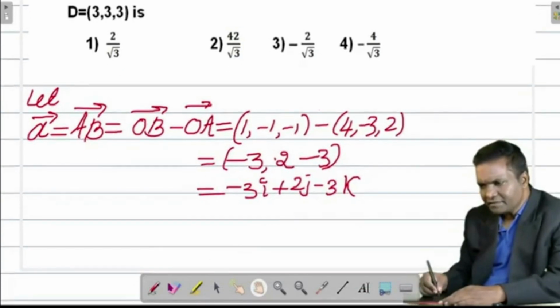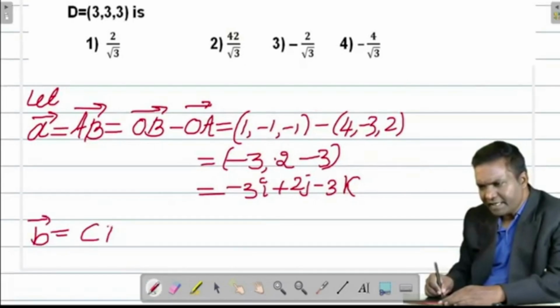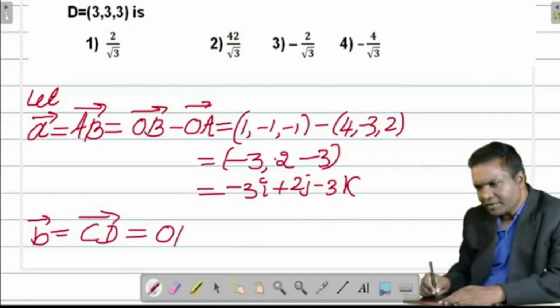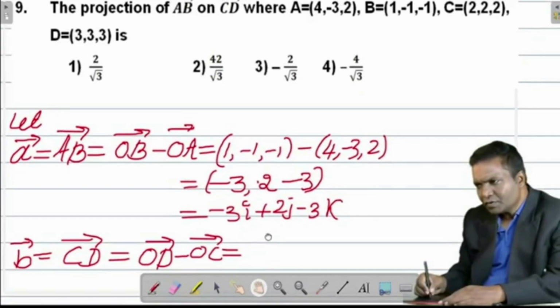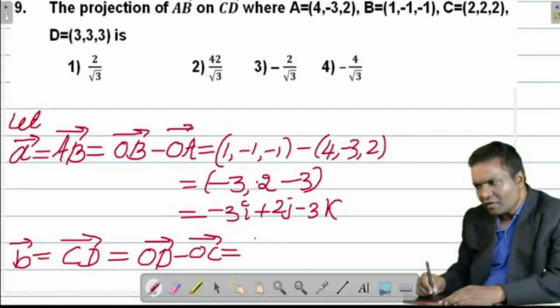Similarly, find vector B. Vector B is your vector CD, and you can write it in the form of position vectors OD minus OC. That gives you, look here, coordinates of D are 3, 3, 3.